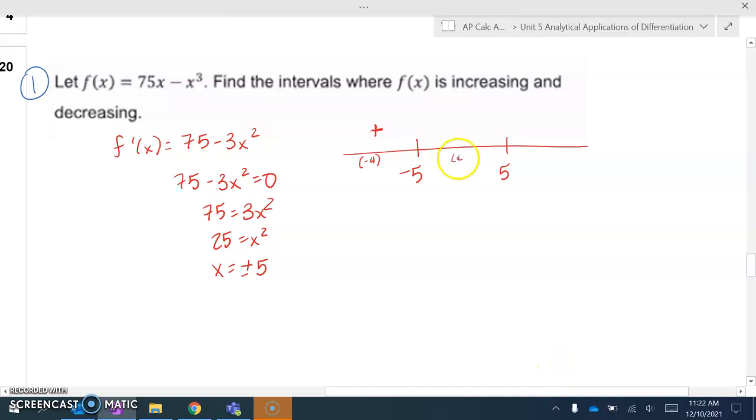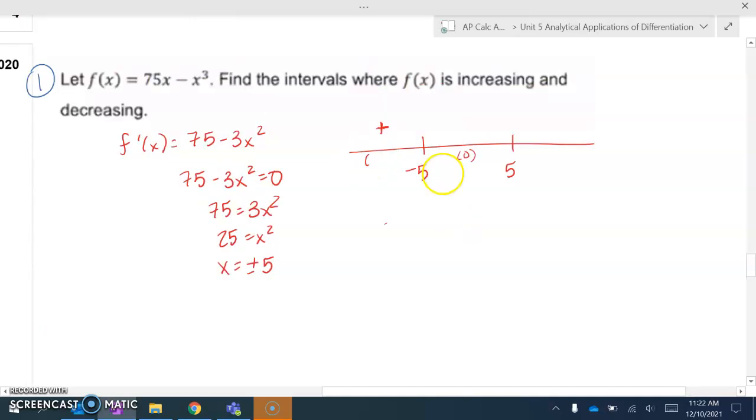If I plug in 0, hopefully you can see that, did I mess up my sign? Oh no, I am so dumb. Don't plug in negative 4. Plug in negative 6. That was bad on my part. Okay, so negative 6 squared is 36 times that negative 3. So the negative is going to be bigger than 75. So this region's negative.